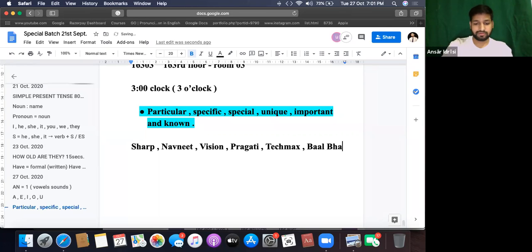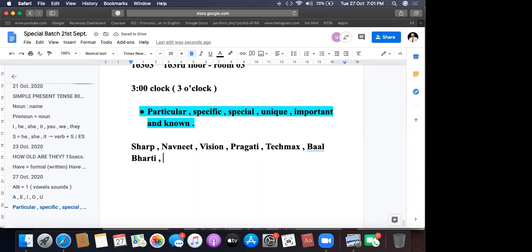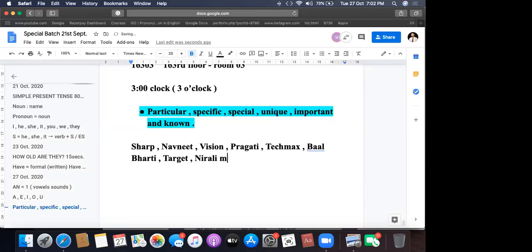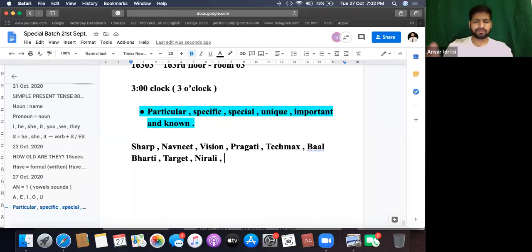Very good. Target. Okay, some are using Target notes. Some of the textbooks, Nirali. Or some of them making their own notes. Okay, etc. Some will use tuition notes, and some will keep using their girlfriend's notes.